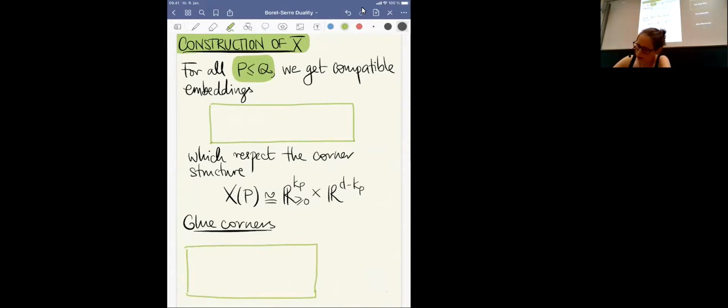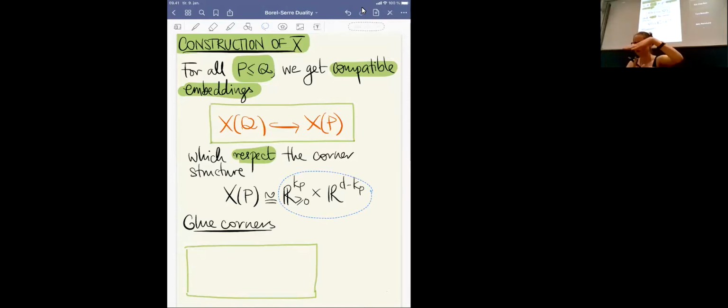these are two parabolic subgroups, then in fact we get compatible embeddings so that the corner associated to Q embeds into the corner associated to P. So note that we're reversing conclusions. And these embeddings respect this corner structure, so that these identifications of these corners as a quadrant and Euclidean factor are compatible with these embeddings of corners. So this means that I can now glue all of these corners together along all of these embeddings, and in that way, partially compactify everything at once. And this is exactly what I want to do.